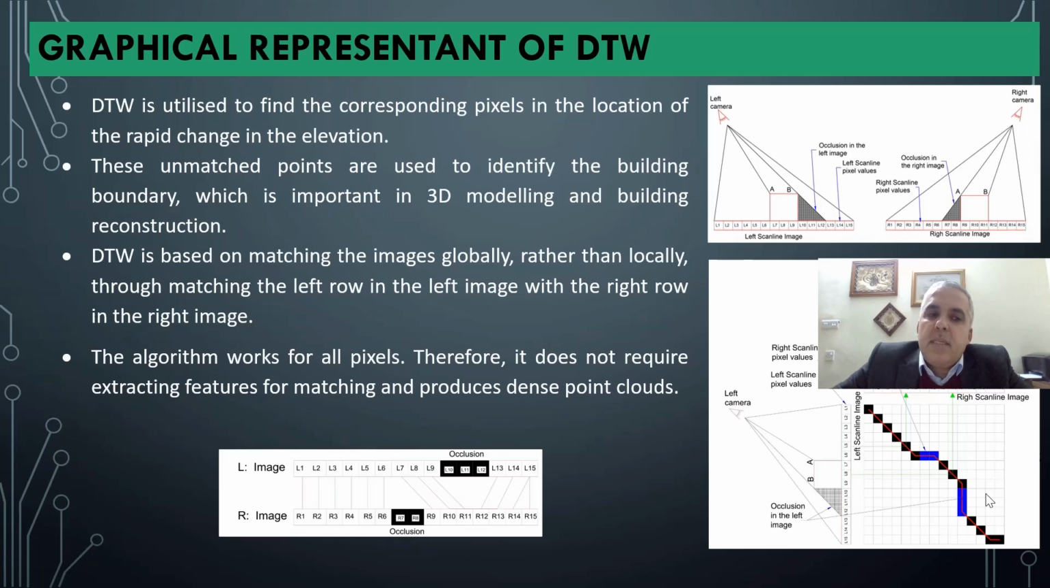Actually, this dynamic time warping matches the images globally, not individually. Therefore, it doesn't need to extract feature points like the least square method. These are the matched points, as you can see here. This is the left image and this is the right image row, just this one row, not the whole image. As you can see here, the first pixel can match with the first pixel on the right image, and so on until the 7th pixel. The 7th pixel is matched with the 9th pixel on the right image, and so on.